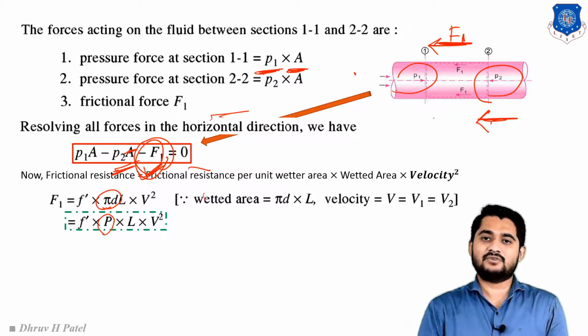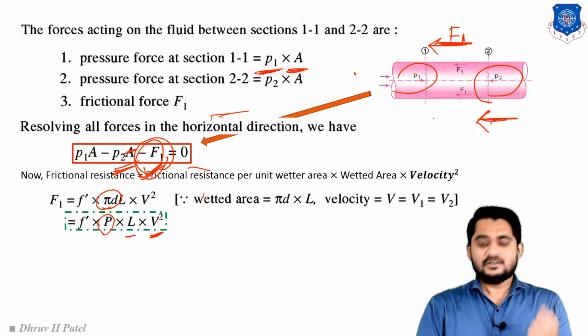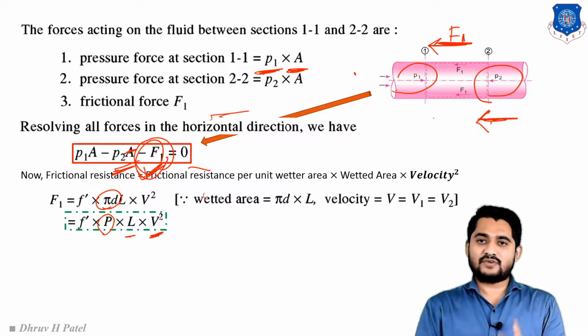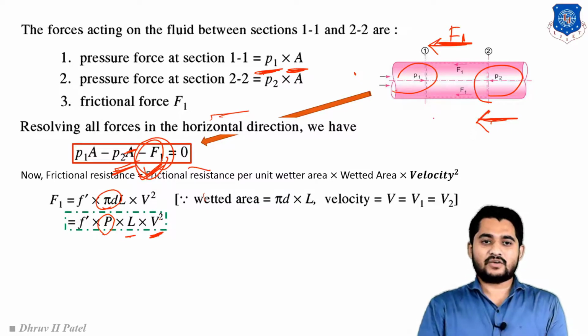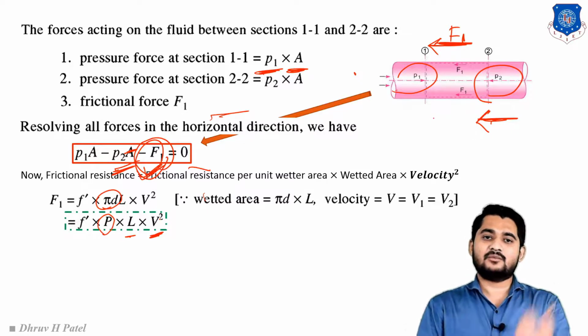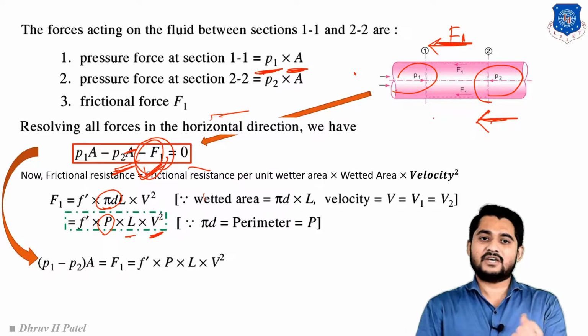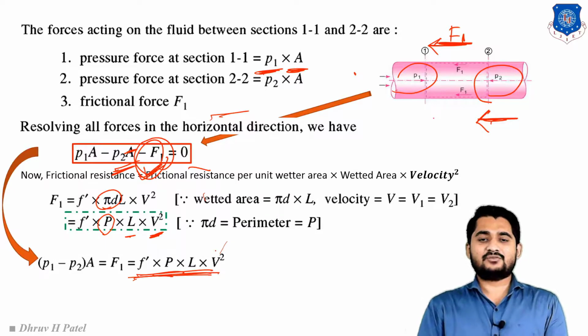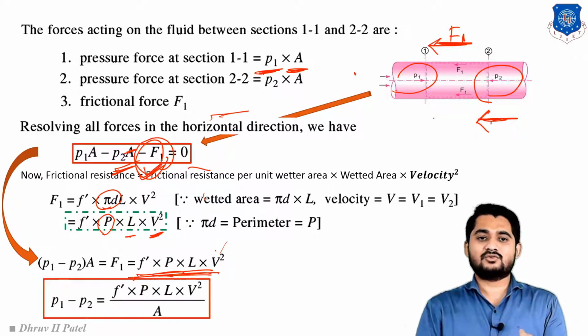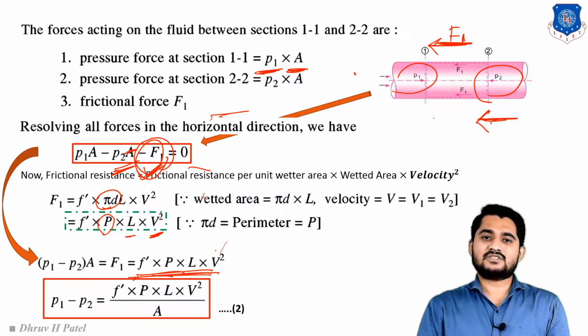So we can write pi into d is equal to perimeter P, L remains as it is and V square is as it is. So we can also write F1 is equal to F dash P into L into V square. So let us put value of F1 in our above equation. So from the above equation we can write P1 minus P2 into A common is equal to F1. So instead of F1 we can put value of F1 here, F dash into P into L into velocity square. So we can find value of P1 minus P2 is equal to F dash P L V square divided by area A. This is our equation number 2.